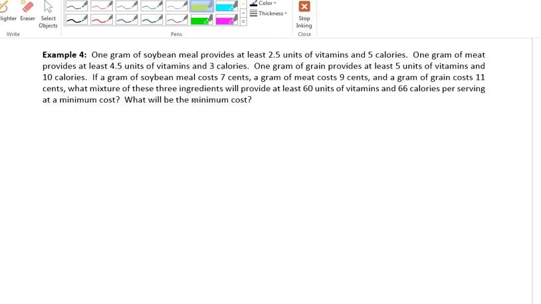The first word that should jump out at you in this problem is the word minimum. That tells us that when we're talking about variables, we are going to use a W for our minimum. And for our variables, we're going to use y1, y2, y3. All right, next thing we need to do is find our question. Our question says, what mixture of these three ingredients will provide at least, etc. So we're looking for three ingredients, y1, y2, and y3.